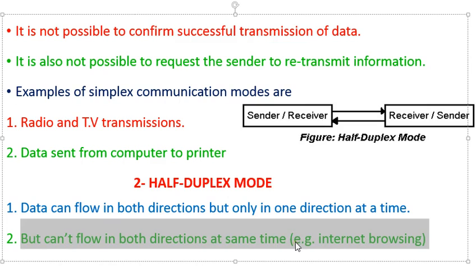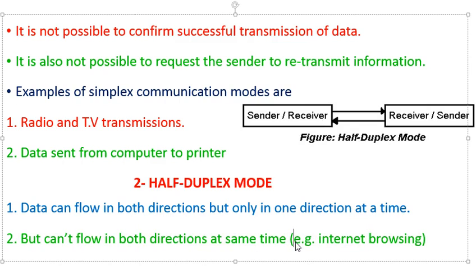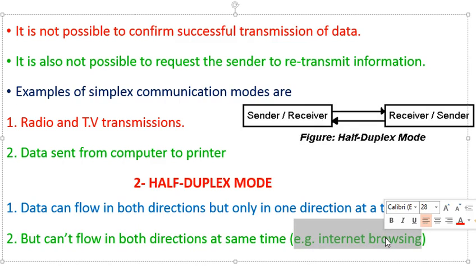A typical example of this half duplex transmission is internet browsing. When you are browsing, you send your requests on your browser, then the browser will search the information for you and bring back the results, but it cannot be receiving and sending at the same time.